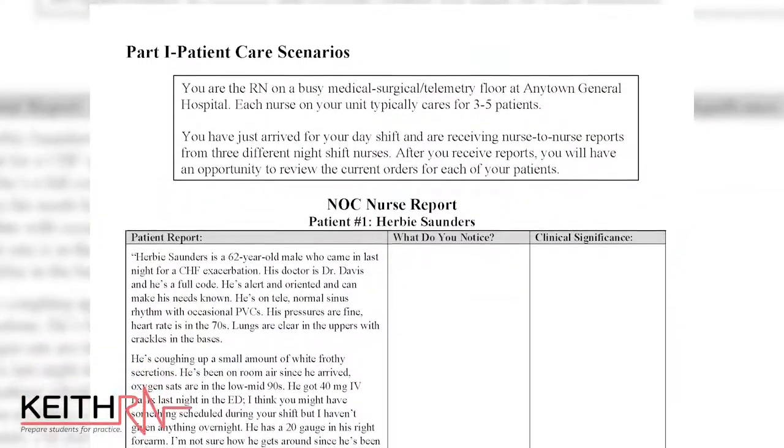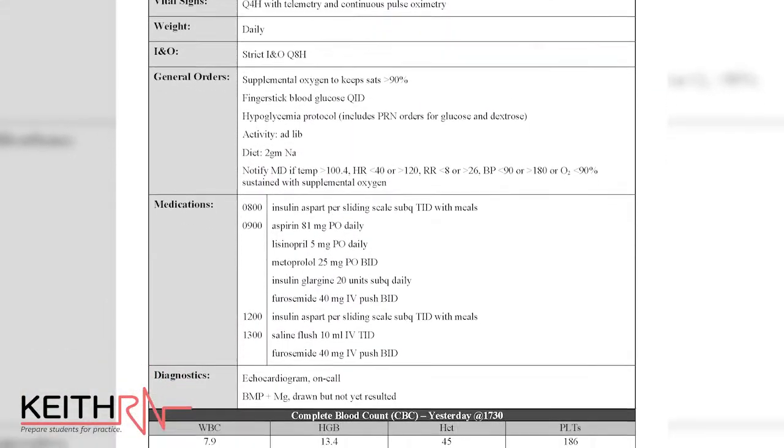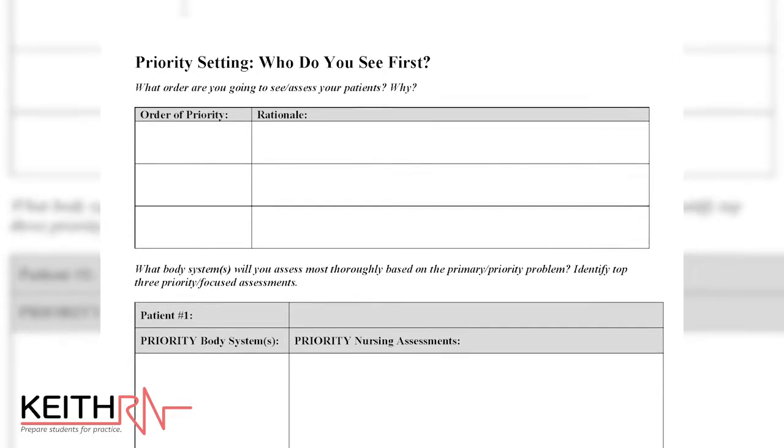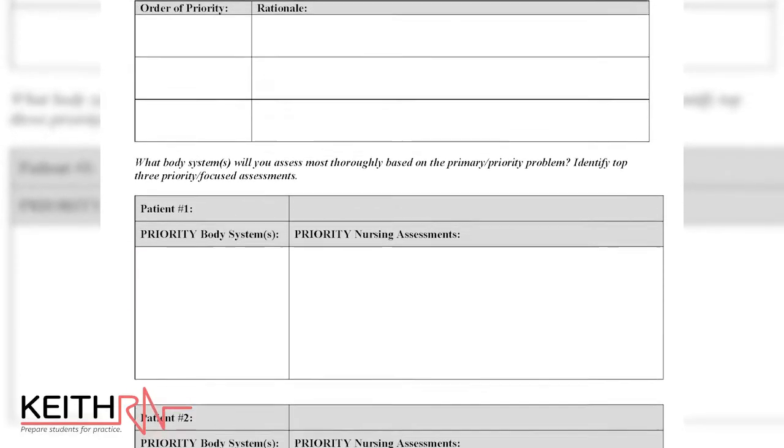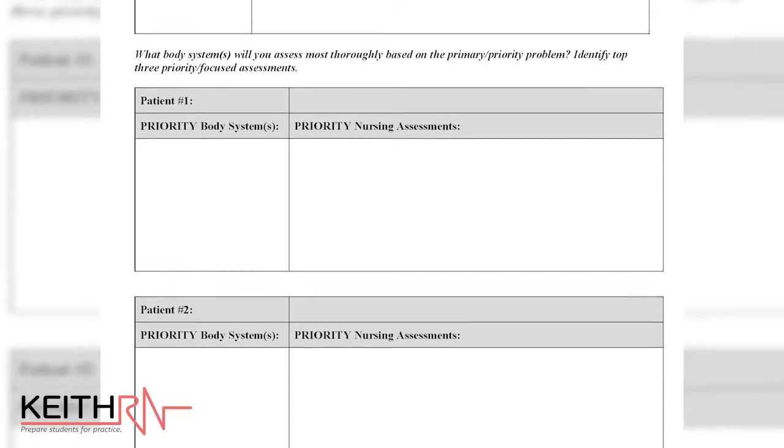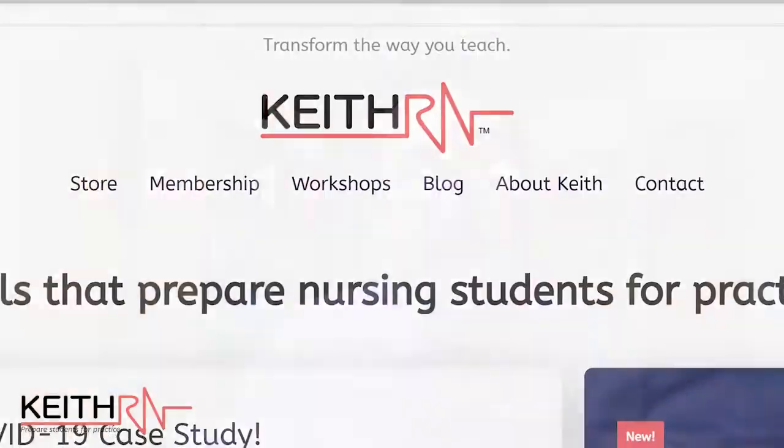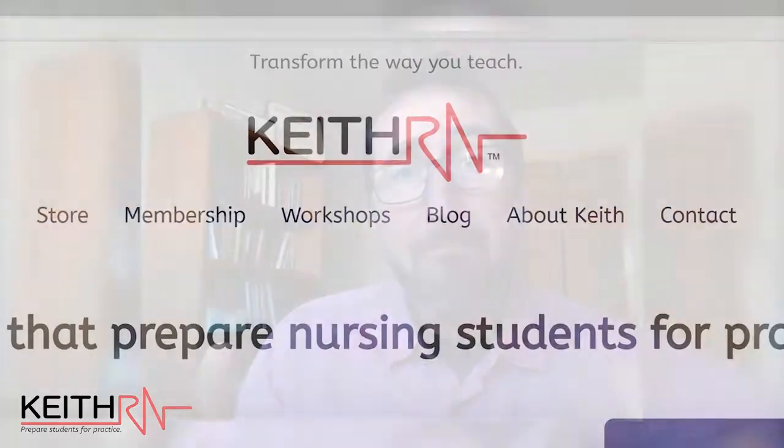This activity unfolds in 3 parts. Part 1 begins with nurse-to-nurse report, a review of the chart and priority setting by recognizing what clinical data is relevant and its interpretation of why it's significant. This, again, is an essential clinical reasoning skill, essential for safe nursing practice, as well as passing the NCLEX and the upcoming next generation NCLEX. And this part 1 is currently available on keithrn.com and can be accessed using the link in this video.